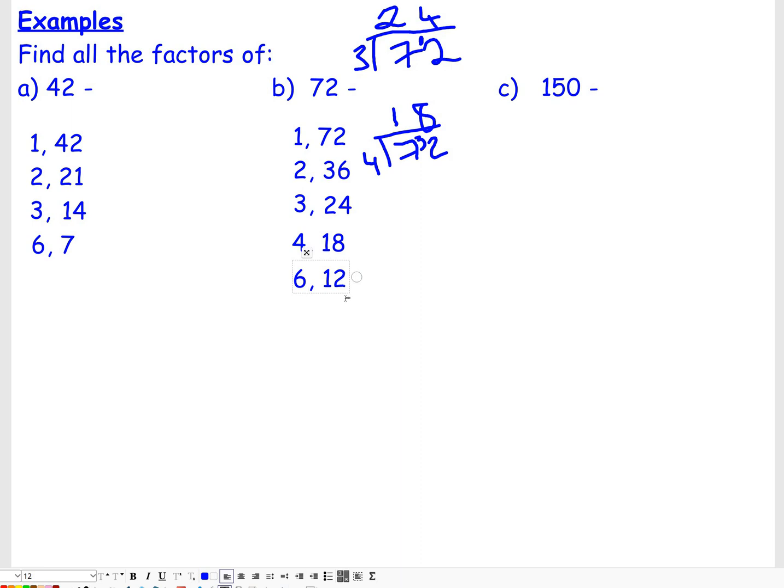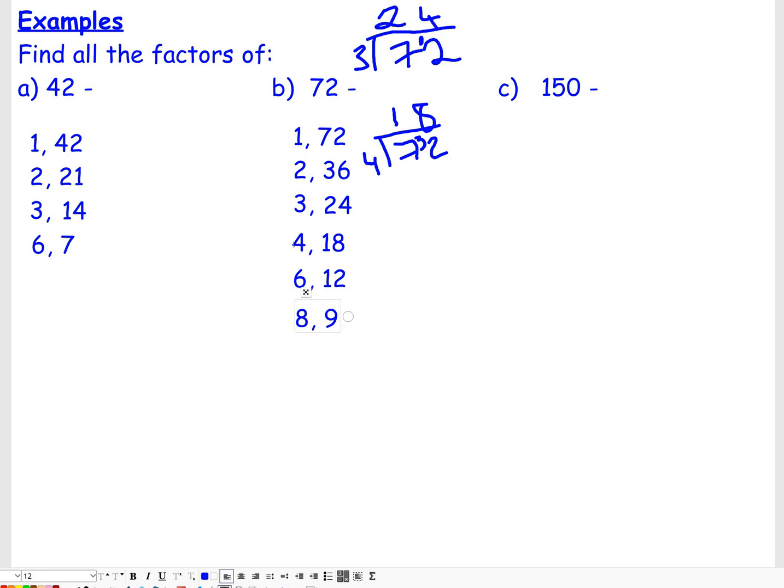No, 7 isn't in the 72, 7 times tables. Again, if we did a bus stop, we would see it wouldn't go in exactly. 8. Is 72 in the 8 times tables? Yes, it is. 8 times 9 is 72, or 72 divided by 8 is 9.